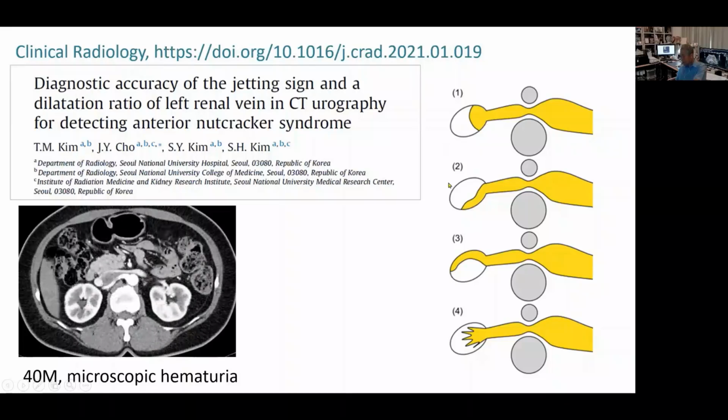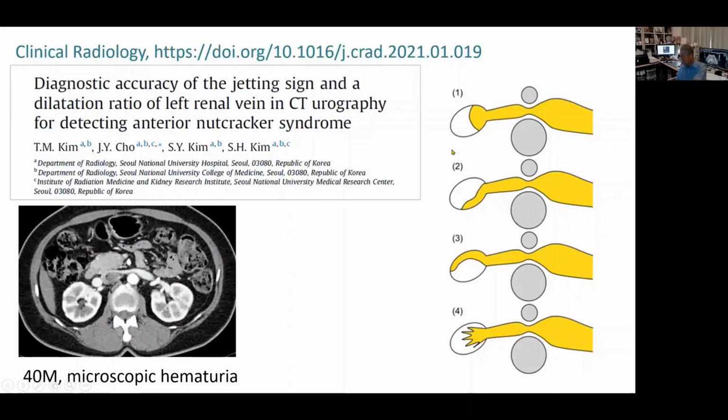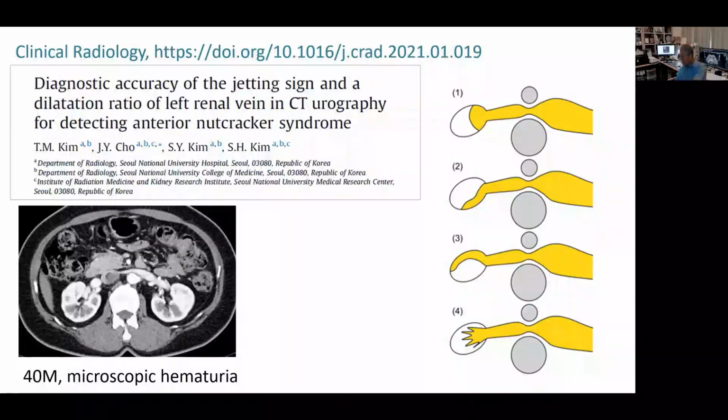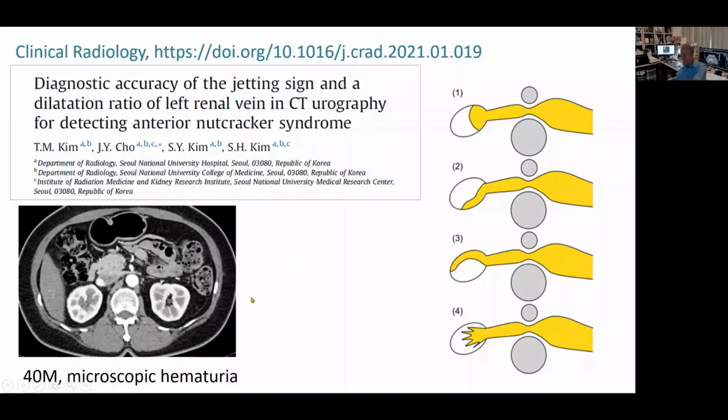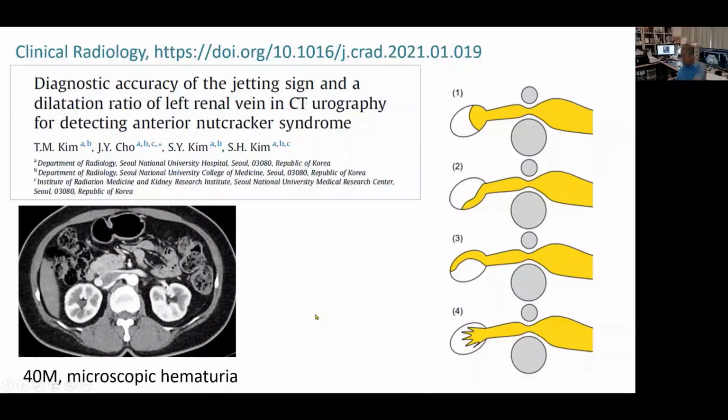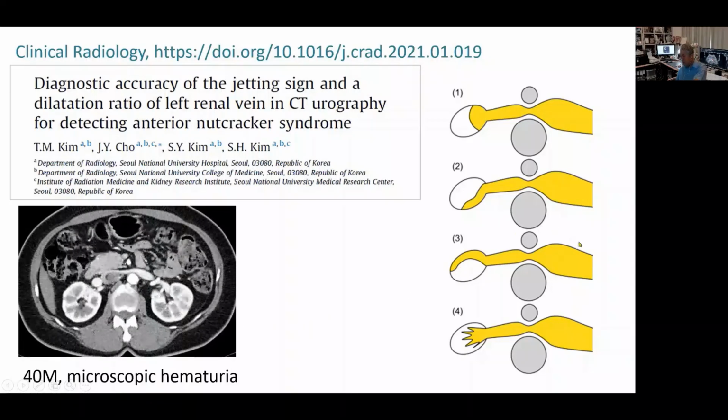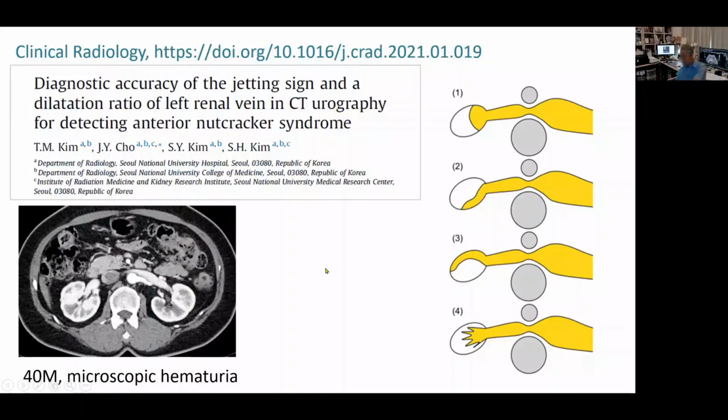These pattern 1 and 2 indicate slow flow and absent Nutcracker phenomenon, while pattern 3 and 4 indicate faster flow and suggest Nutcracker phenomenon. This is a 40-year-old man with microscopic hematuria, and the flow pattern in this patient is type 3 along the non-dependent anterior margin, indicating fast flow, so positive Nutcracker phenomenon.